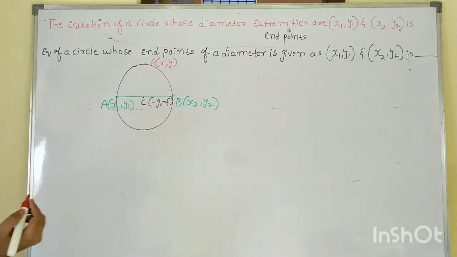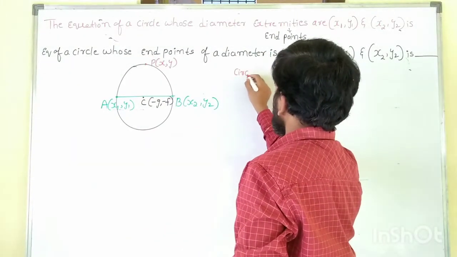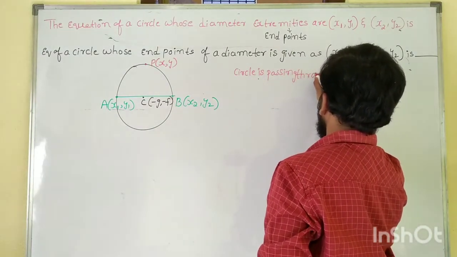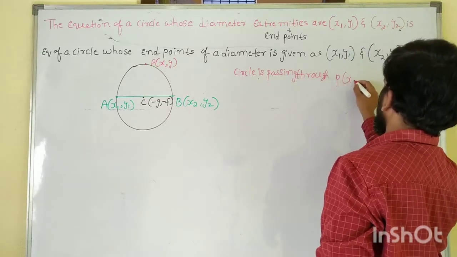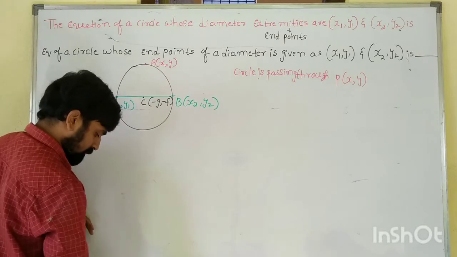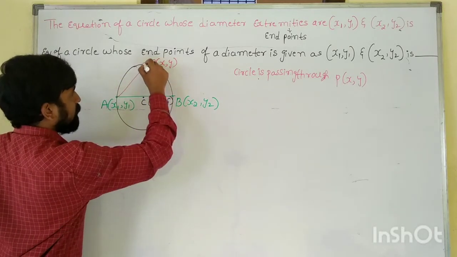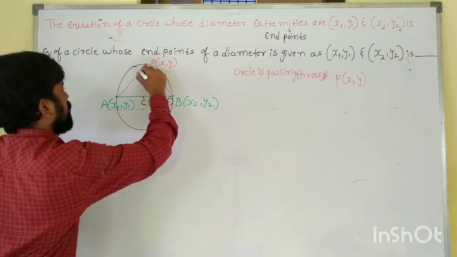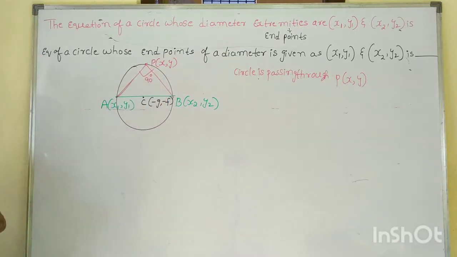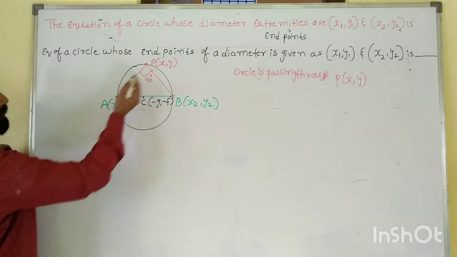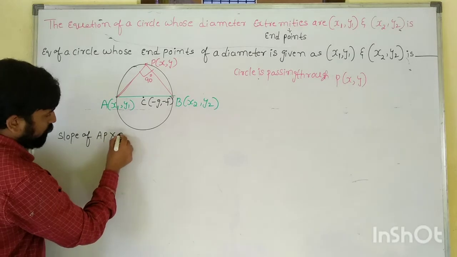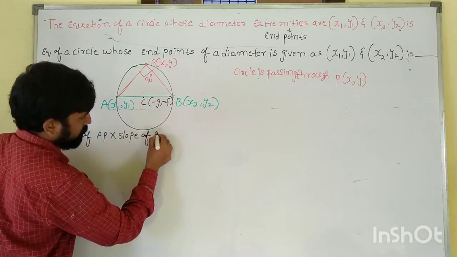The circle is passing through P, that is (x, y). Now if you join A to P and B to P, the angle between these two sides is 90 degrees. Since they are perpendicular, the slope of AP into the slope of BP is equal to minus 1.